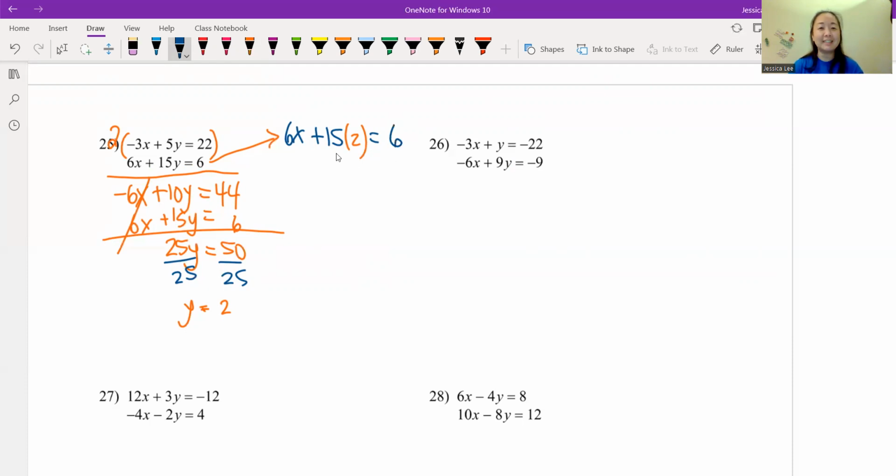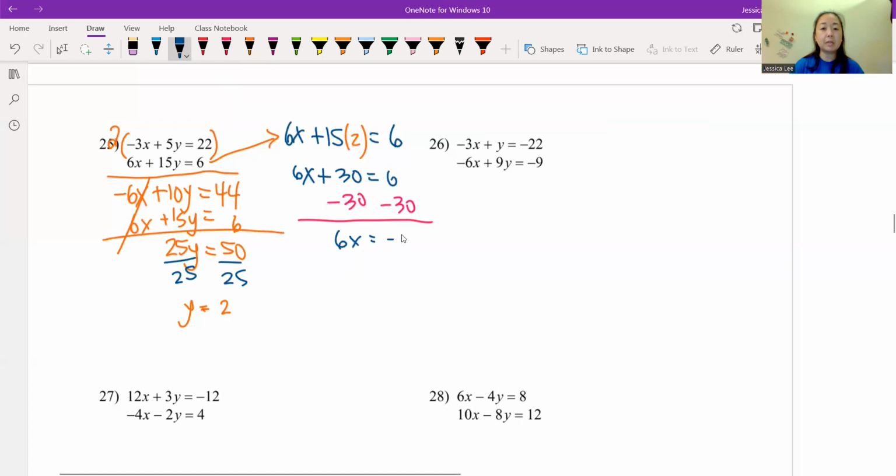Pun totally intended. All right, and then we're just going to simplify this multiplication first. So it's going to be 6x plus 30 is equal to 6. And then again, two-step equations. So subtract 30 on both sides, and we get 6x is equal to negative 24. We're going to divide by 6, and you get x is equal to negative 4. And so our answer is going to be negative 4, 2. Just like that.